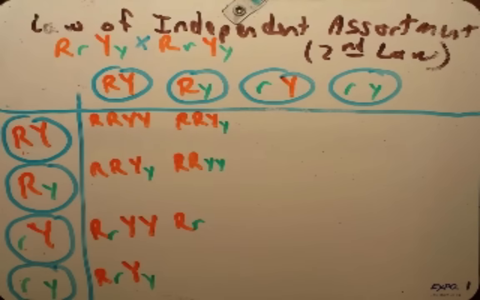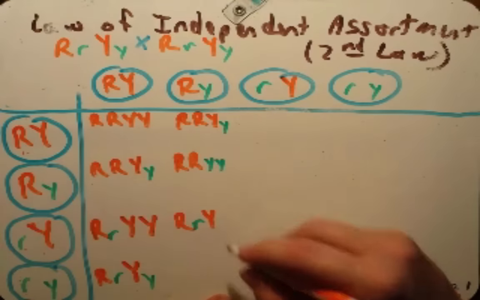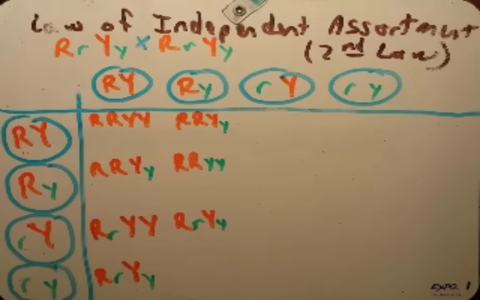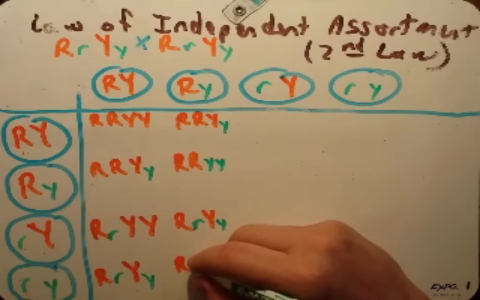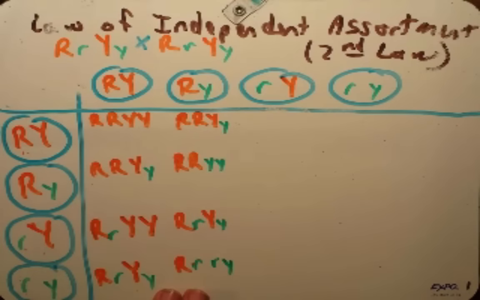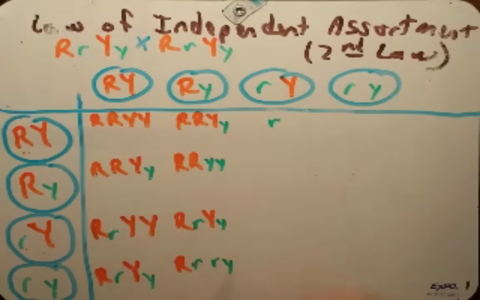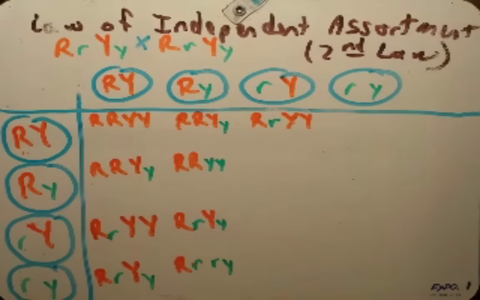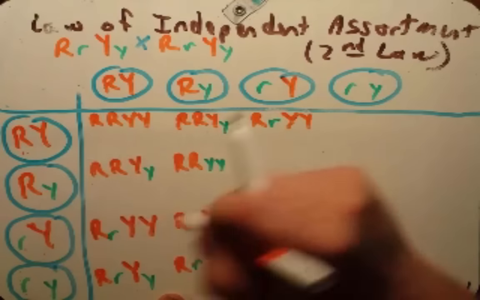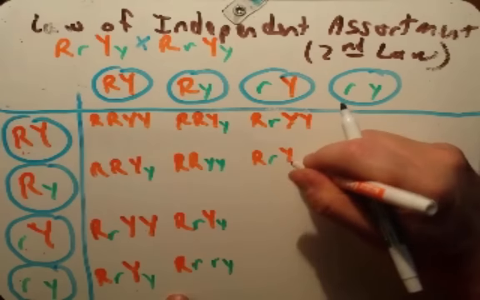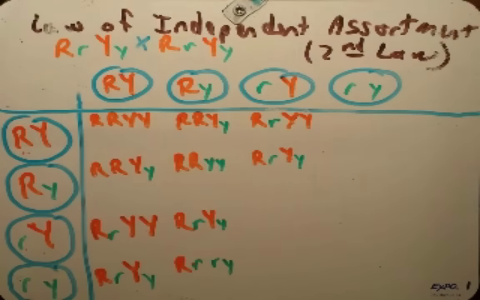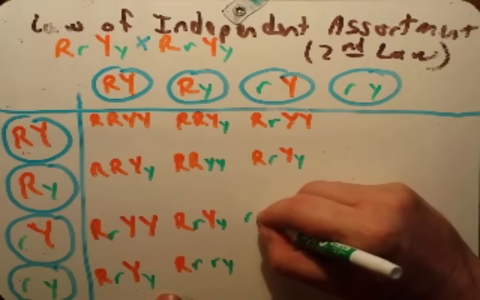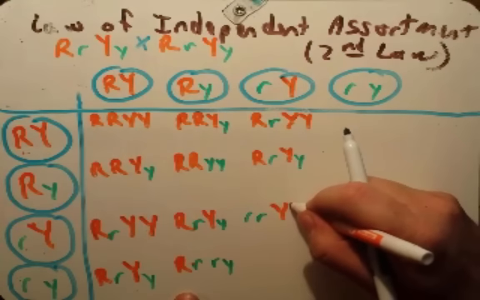Notice right now we're just looking at the genes and how they're segregating into the embryos down here. We're not talking about colors or phenotypes. Here we're going to have big Y and then little y. Down here we're going to have a big R, and then little r, little y. Up here we're going to have a little r from this parent and a big R, and then we'll have two big Y's. And then in this slot here, we're going to have big R, big Y, little y.